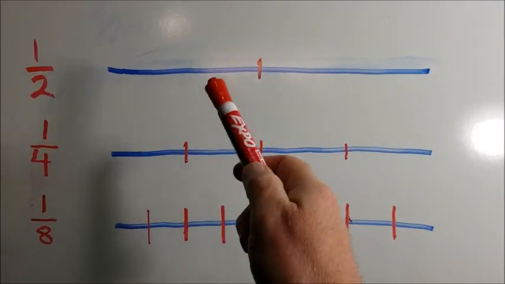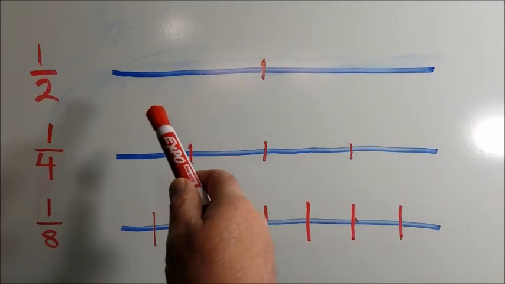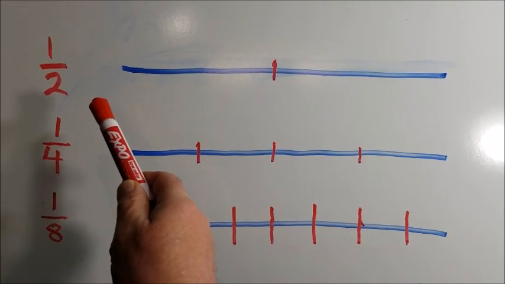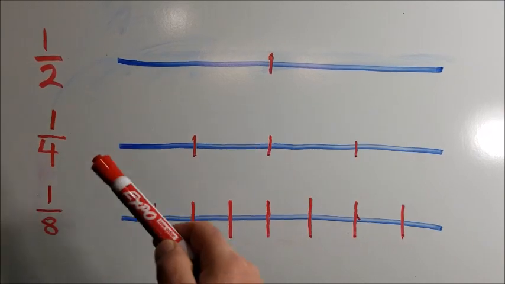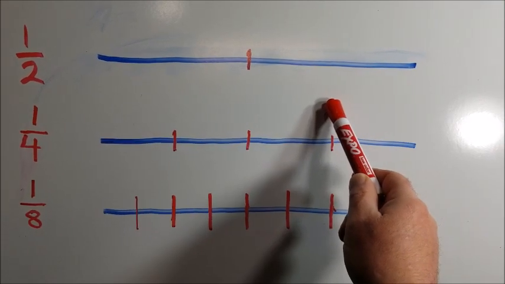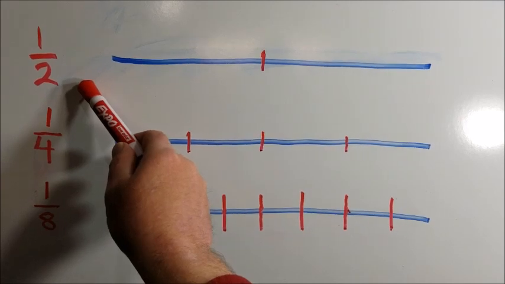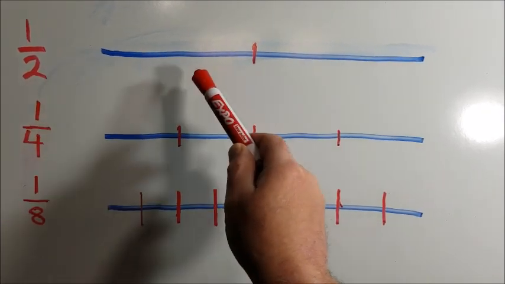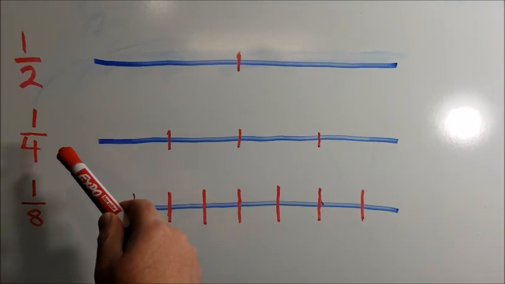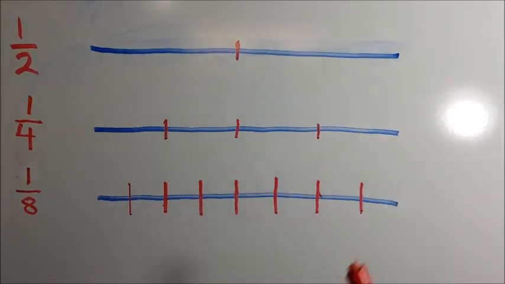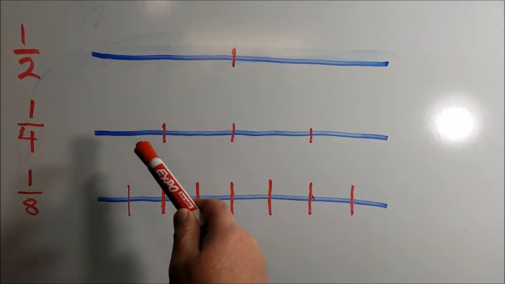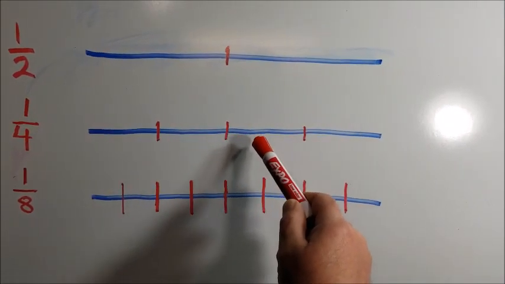So if we have a whole line and we are asked to divide that line into fractional units of 1/2, or unit fractions of 1/2, we would simply split it down the middle so we have two equal pieces. The denominator tells us how many pieces that we want. 1, 2. If we're asked to make a whole line into a unit fraction of a fourth, we would make 4 equal pieces.